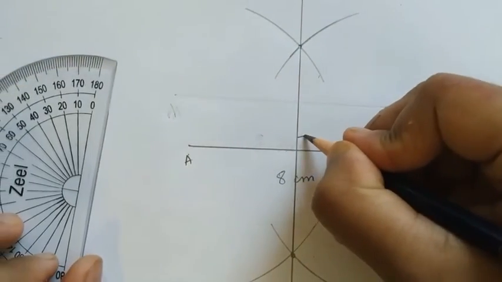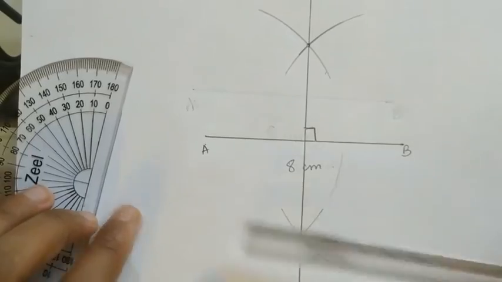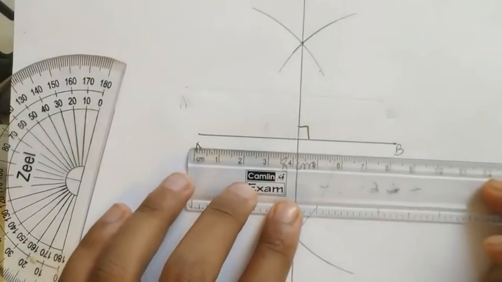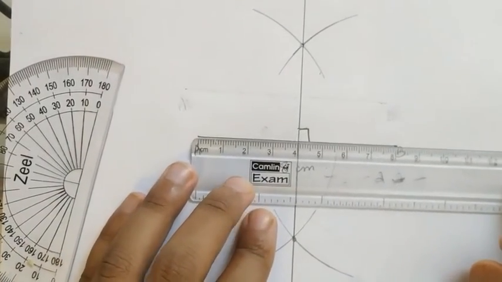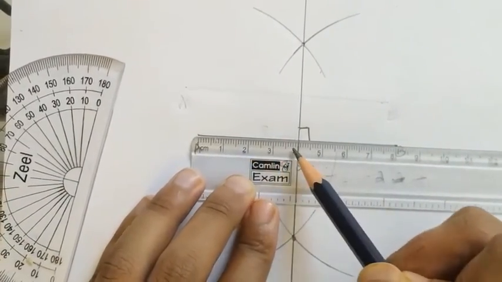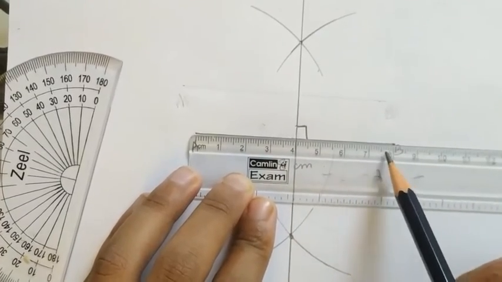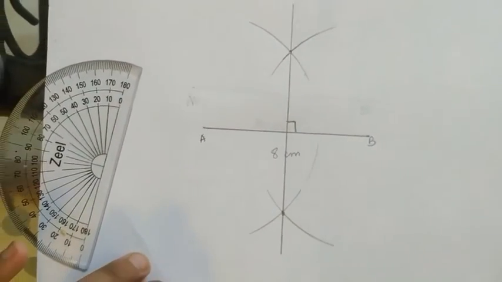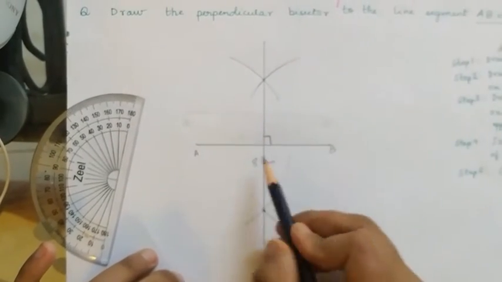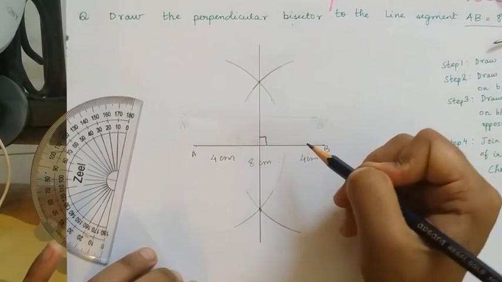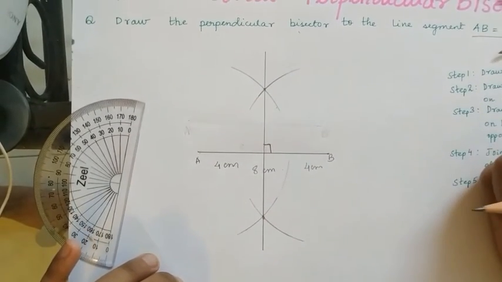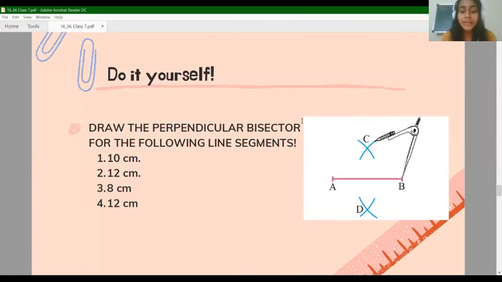So this is a perpendicular and it should have divided 8 centimeter into half. So the half of 8 centimeter is 4 centimeter. So we will check here. 1, 2, 3, 4 and 1, 2, 3, 4. So yes, this line has divided this line into 4 centimeter and 4 centimeter and it is 90 degrees. So this is a perpendicular bisector. So I hope you understand how you have to draw a perpendicular bisector.